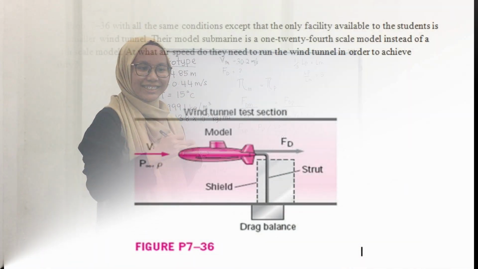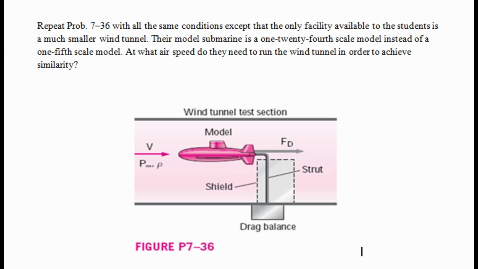Okay, now the next question asks to repeat the first question with all the same conditions, except the scale model of the submarine. Now the scale is a 1/24 scale model instead of a 1/5 scale model. We already know that the prototype temperature is 15 degrees Celsius, the velocity is 0.44 meter per second, and the length is 4.85 meter. For the model, the temperature is 25 degrees Celsius. So now the question is, what is the velocity of the model if using a 1/24 scale model?